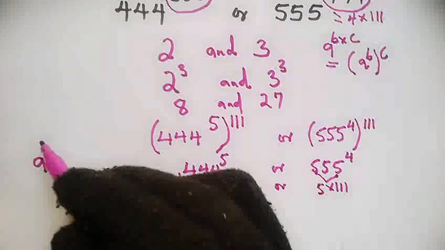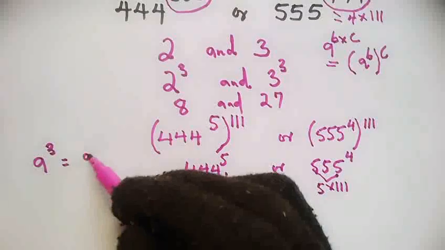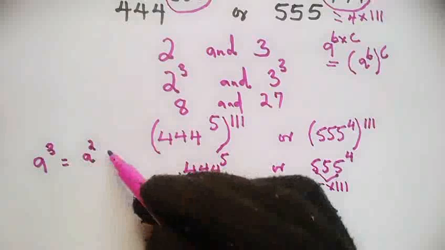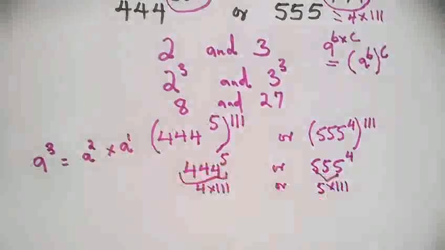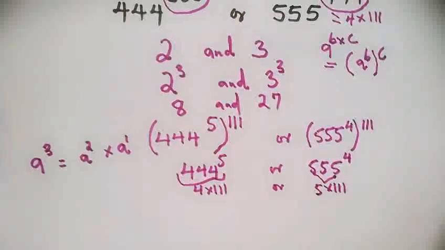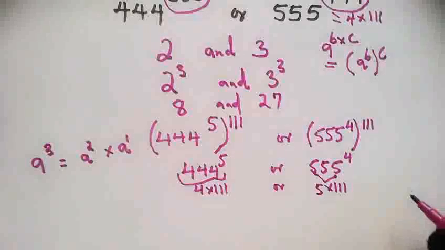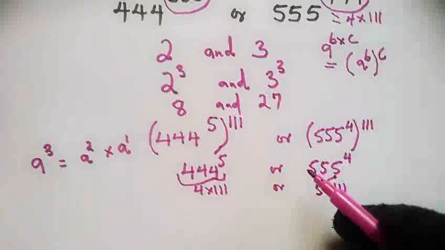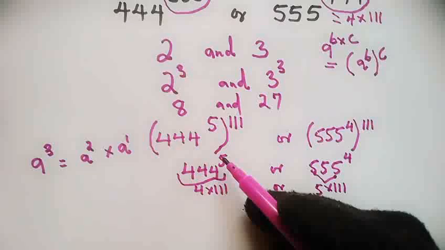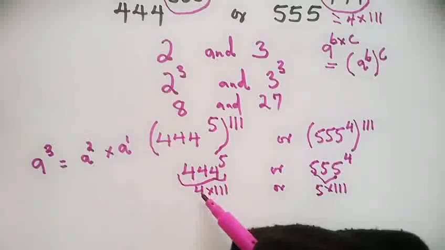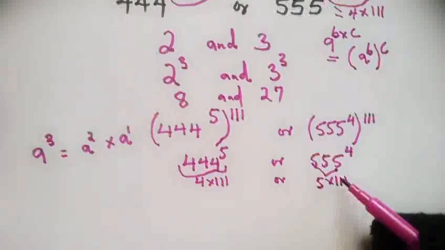Before we continue with this, we need to observe this property, that when we have a raised to the power 3, this is the same thing as a squared times a raised to the power 1, because when you add the exponents, you are getting the same a raised to the power 3. But from this step here, I believe most of the students will try to evaluate this 4 raised to the power 5, neglecting what I've said here.